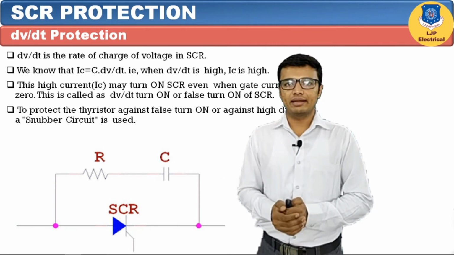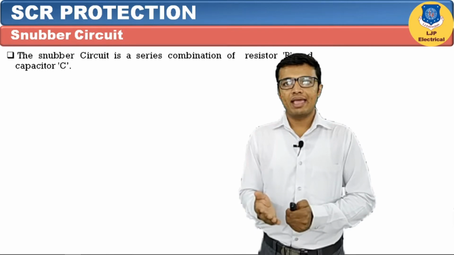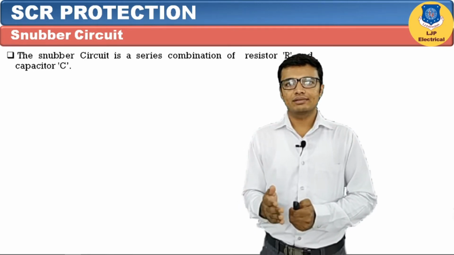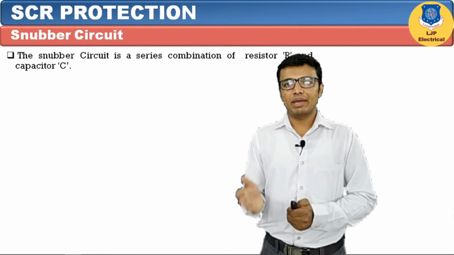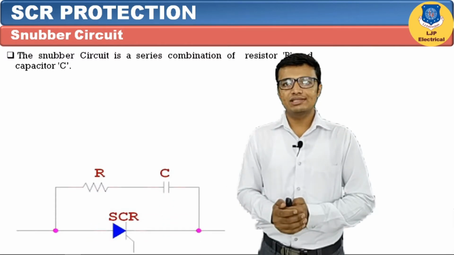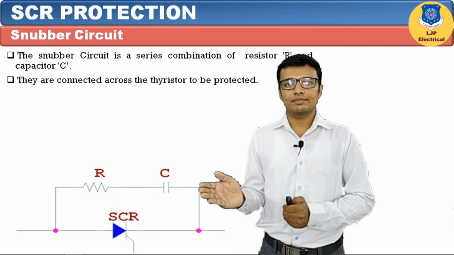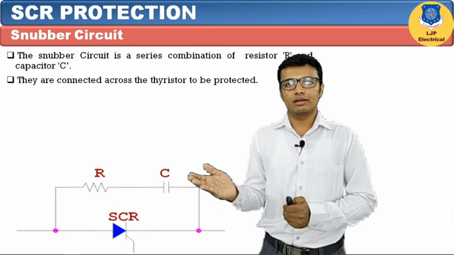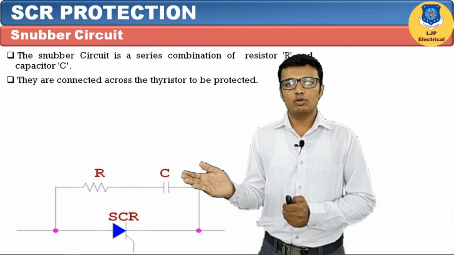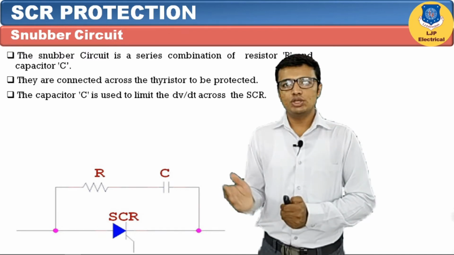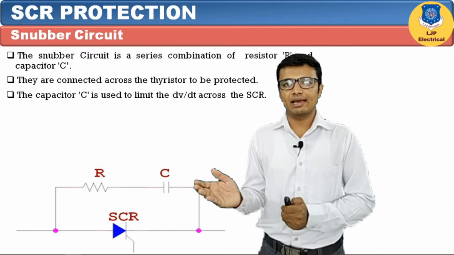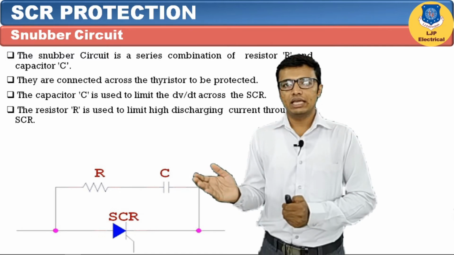Let's see the snubber circuit in detail. A snubber circuit is a combination of resistor and capacitor which is connected in parallel across the SCR. This is the circuit diagram of the snubber circuit. This resistor and this capacitor are connected across, it means in parallel to, the SCR which we have to protect. This capacitor is used to limit the dv/dt across the SCR.